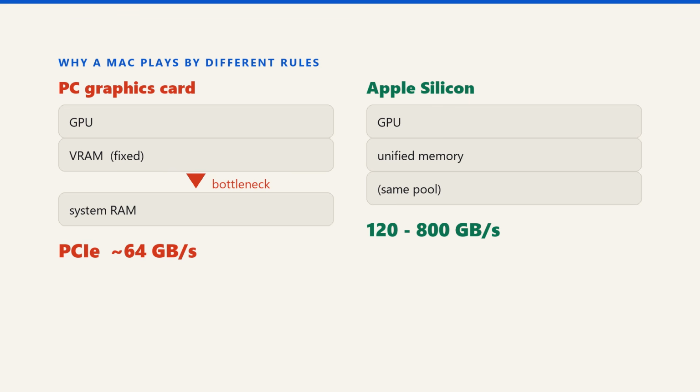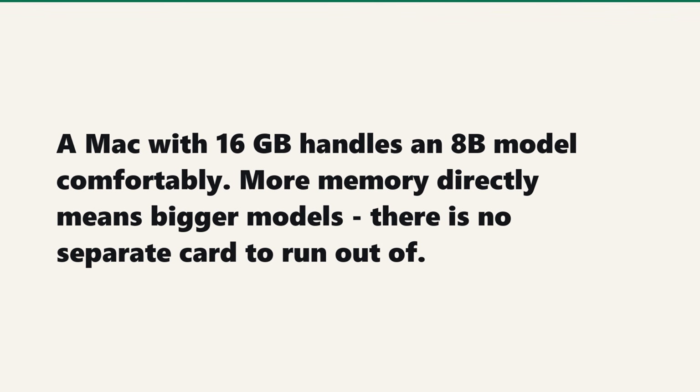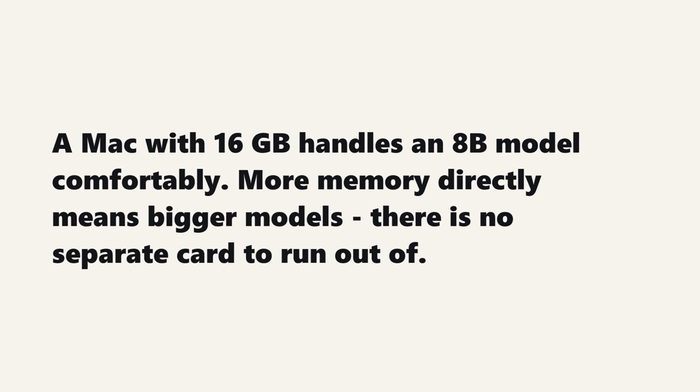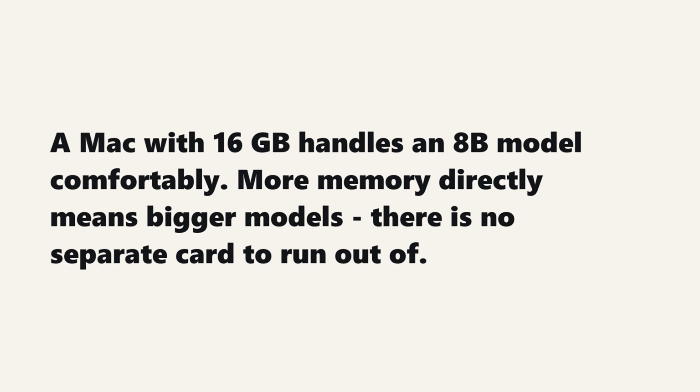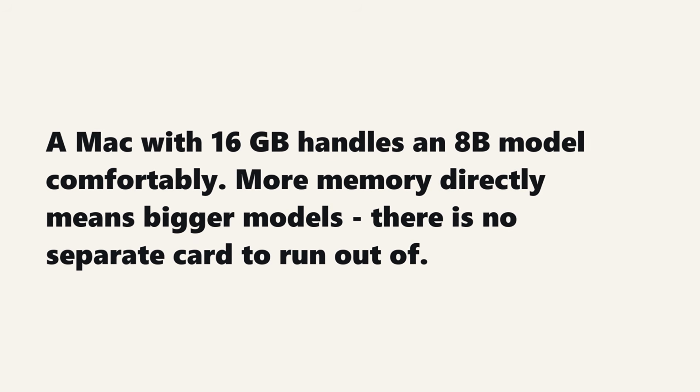The graphics part of the chip reaches the whole memory pool directly, at speeds several times what that bottleneck allows. In practice, a Mac with 16 gigabytes handles an 8 billion parameter model comfortably, at 30 to 80 tokens a second. 16 is the sensible floor, and unlike a PC, more memory in a Mac directly means bigger models.